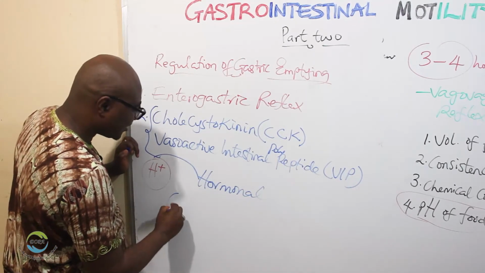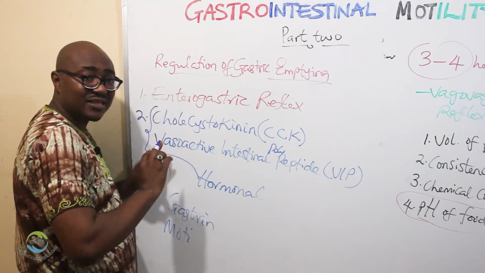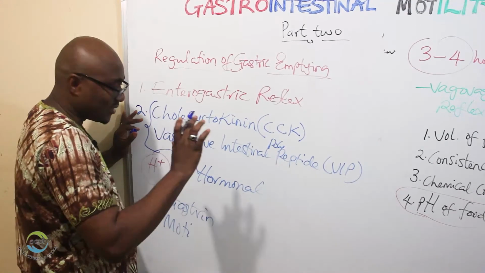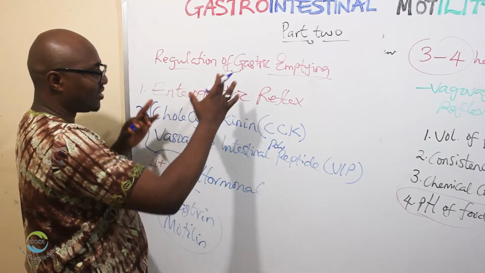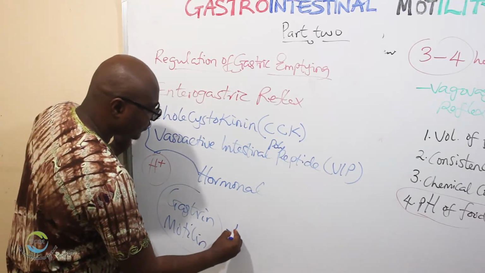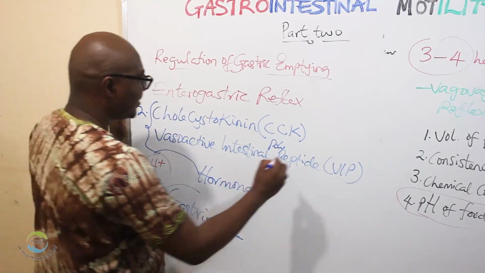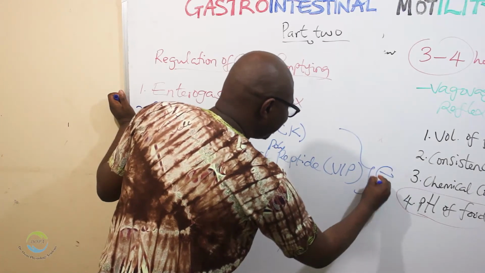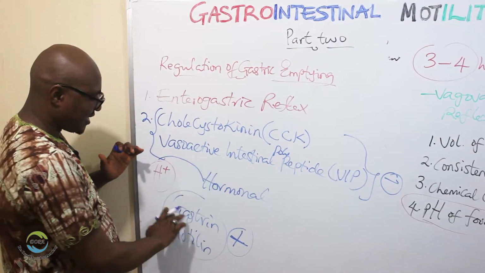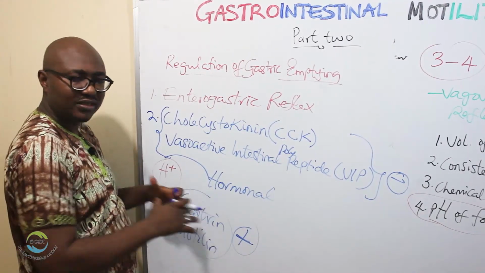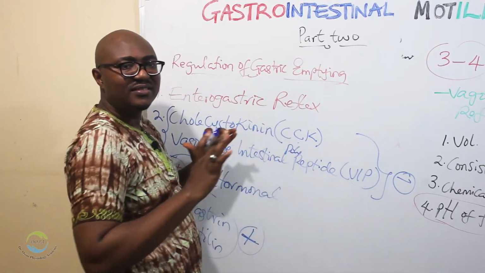You have another hormone, gastrin. Another one called motilin. When we are dealing with gastrointestinal hormones, we'll deal in more detail with this. But just mention it. I'm just mentioning it here to relate it to gastric emptying. These ones are positive. Okay? They enable gastric emptying. Why these two? Negative to gastric emptying. Okay? Gastrin, motilin enable, stimulate gastric emptying. CCK, VIP, they inhibit gastric emptying.